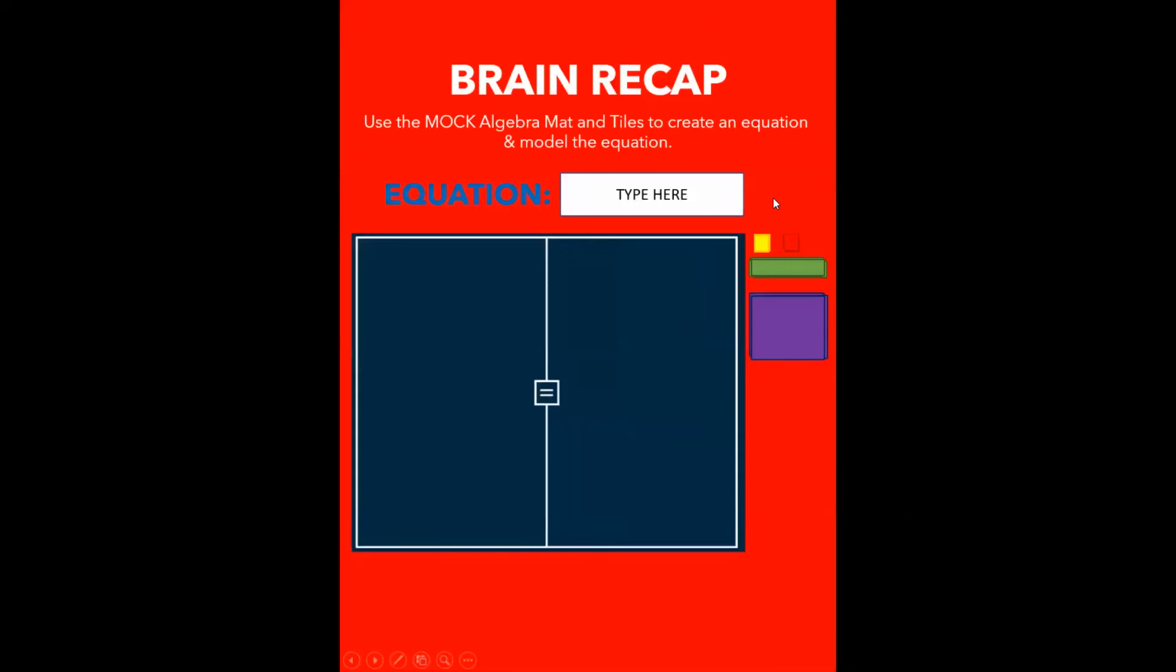And then as the closing, I would do a brain recap. So of course you could do ticket out the door, exit ticket, 3, 2, 1, or you could just do a simple brain recap. Use the mock algebra tile below and create an equation and model the equation. So again, this is on a Google slide. So they would type in their equation and then they would drag the items to model their equation.